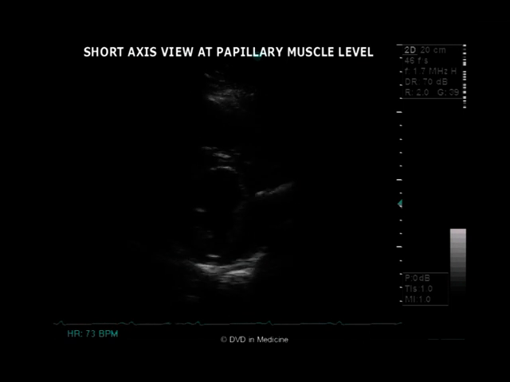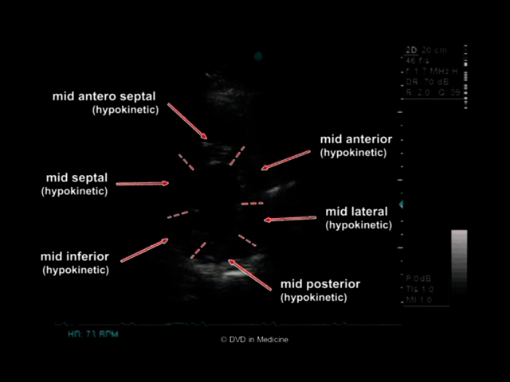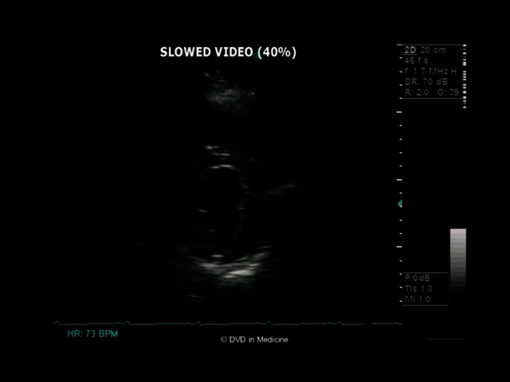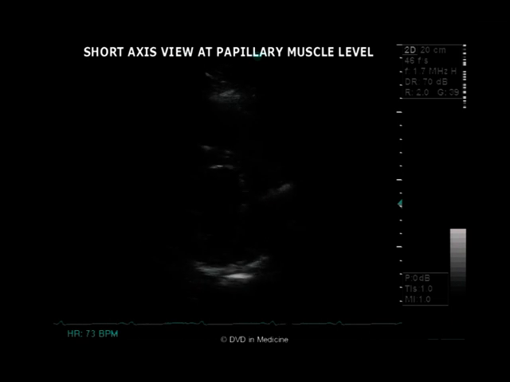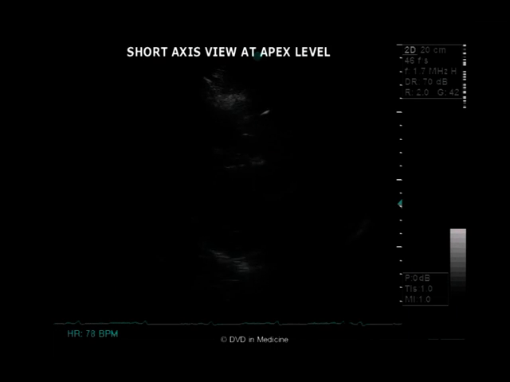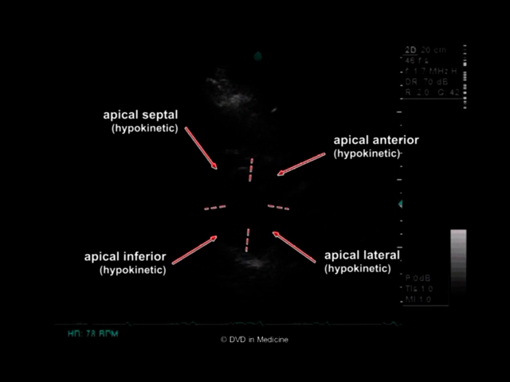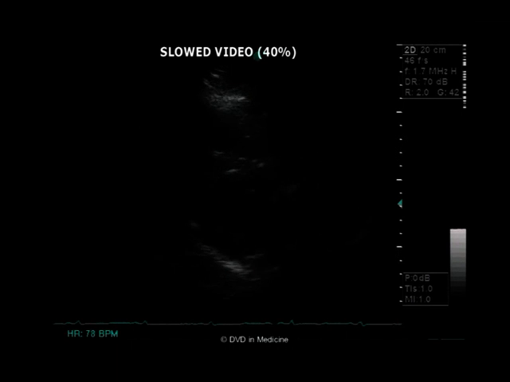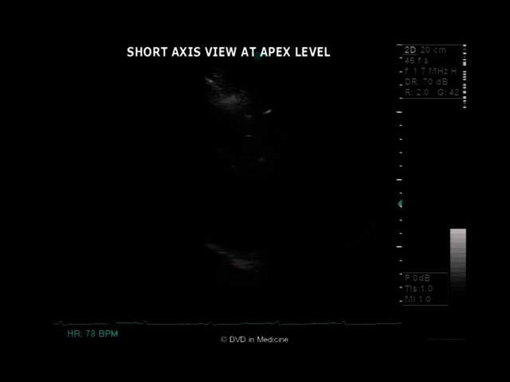The short axis view at papillary muscle level. The global reduction of the left ventricular contractility. Slowed video. The left ventricular contractility in real time. The short axis view at apex level. The mild global reduction of the left ventricular contractility. Slowed video. The left ventricular contractility in real time. We could not obtain acceptable apical views in this patient.